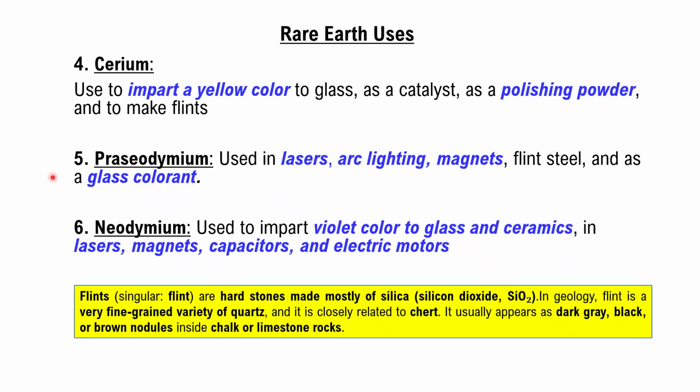Coming to praseodymium, it is used in lasers, arc lighting, magnets, plate steel, and as a glass colorant. Neodymium is used to impart violet color to glass and ceramics, in lasers, magnets, capacitors, and electric motors.